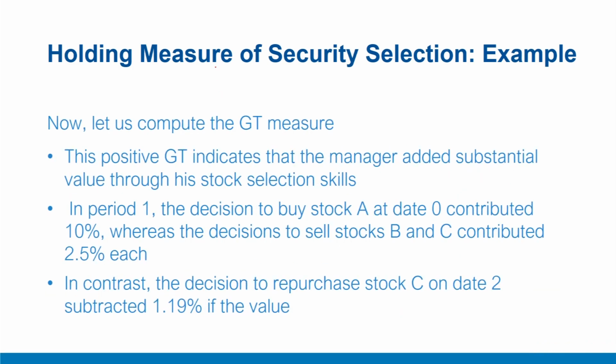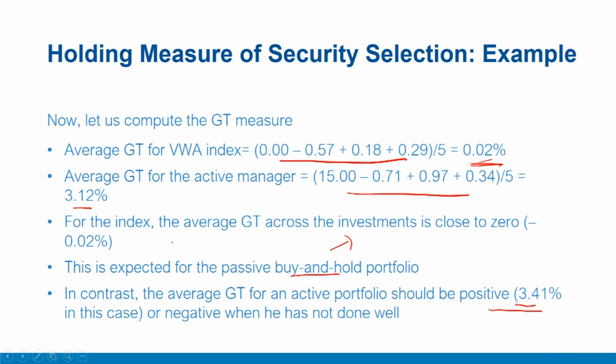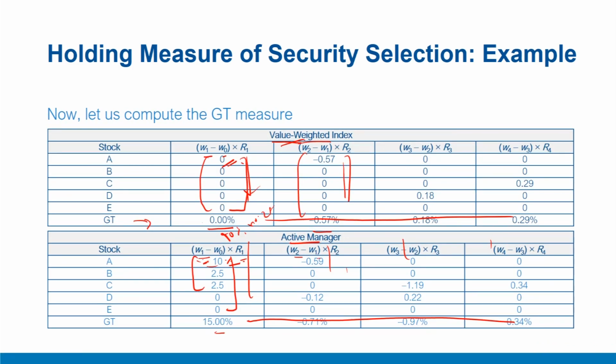In this particular case, these numbers are 3.41%, which suggests that he is able to generate some value for his investors. To summarize, the positive GT measure computed here indicates that the fund manager added substantial value because of his stock selection skills by changing weights over the periods. For example, if you look at this active manager in period 1, he is able to contribute 10% by adding stock A, 2.5% by adding stock B, and 2.5% by adding stock C. But at the same time, he is losing value of minus 1.2% in period 2 because of C.